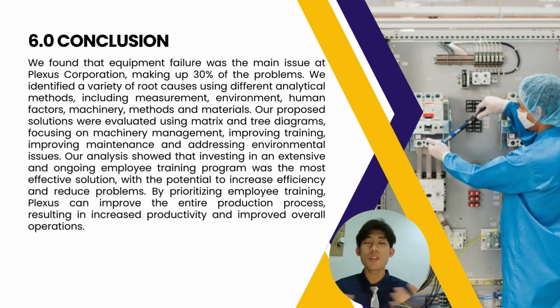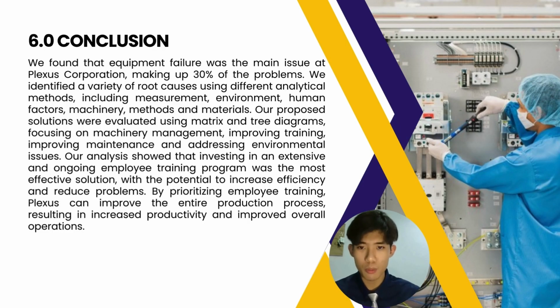Finally, in conclusion, our study at Plexus Corporation revealed that equipment failure is the main cause of production line problems, accounting for 30% of all the difficulties. Solutions include managing old machinery, enhancing employee training programs, addressing environmental issues, and improving routine maintenance procedures. Training programs are most successful in improving staff capacity, efficiency, and cost effectiveness. So, implementing these strategies could significantly improve the production process, productivity, and overall operations.